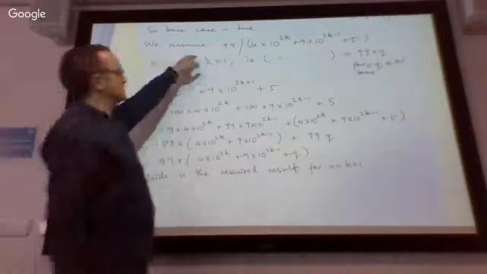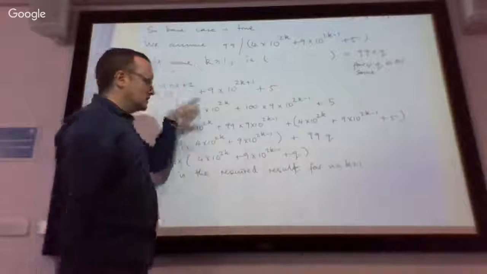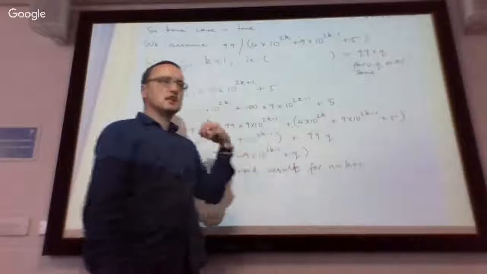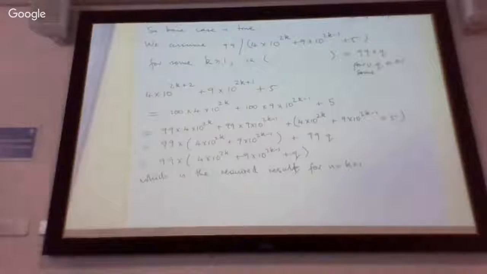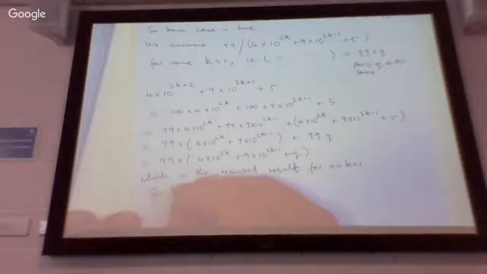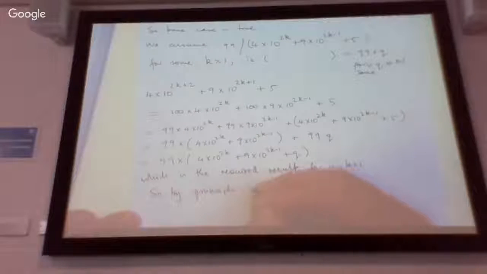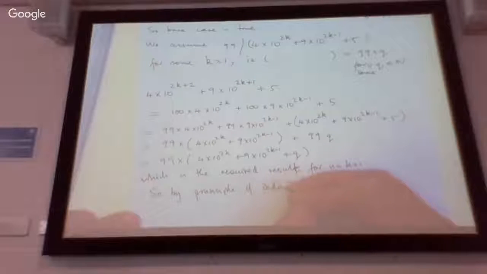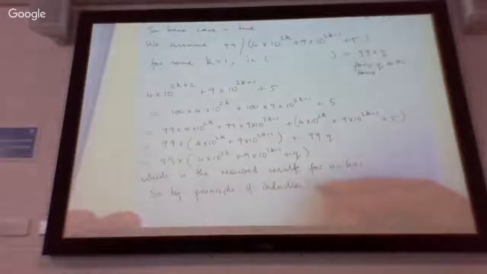So we've established the base case. We've made the assumption for n equals k. From that, we deduce that the thing is true for n equals k plus 1. So by the principle of induction, the whole thing is true for all natural numbers n.